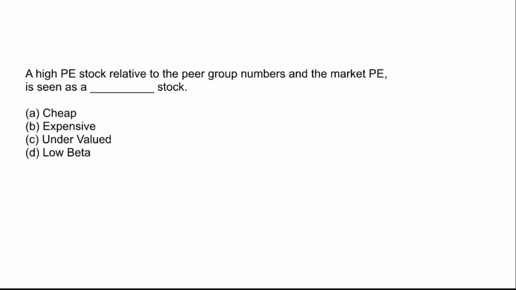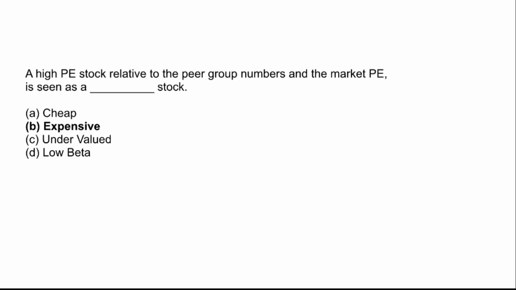Going to the next question, a high PE stock relative to the peer group numbers and market PE is seen as dash stock. A, cheap. B, expensive. C, undervalued. D, low beta. And the correct answer is expensive. So if you have to understand the depth of this question, just read through the question once more.